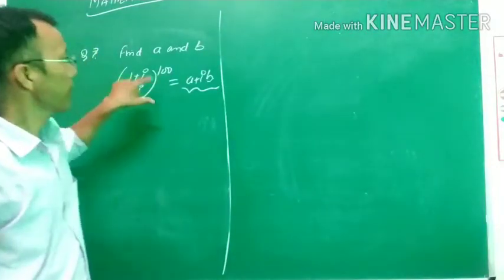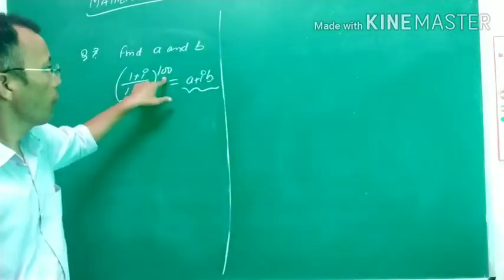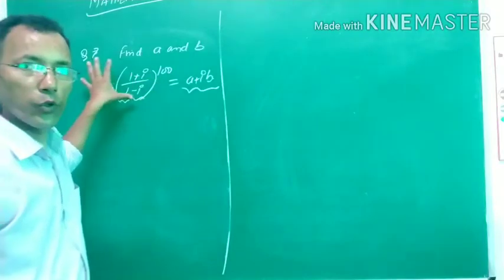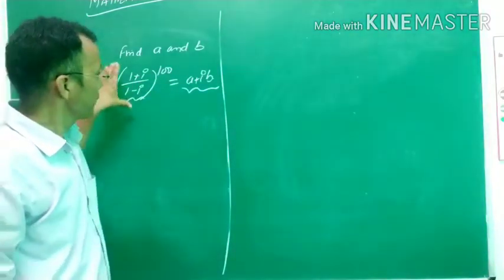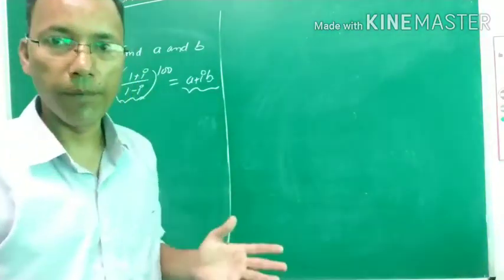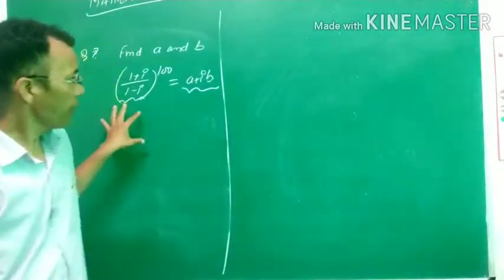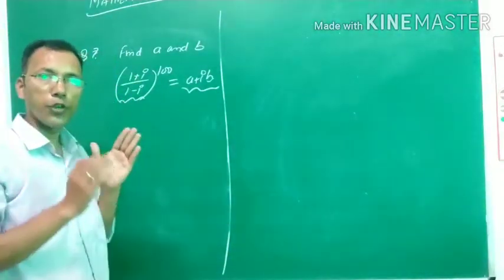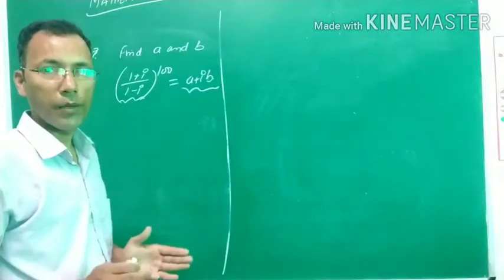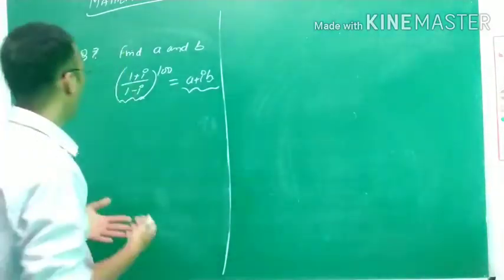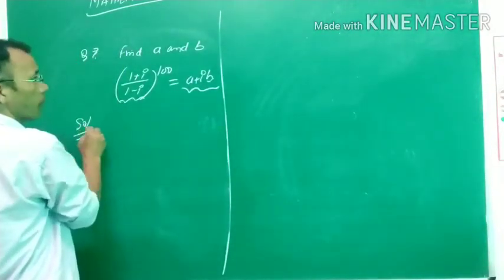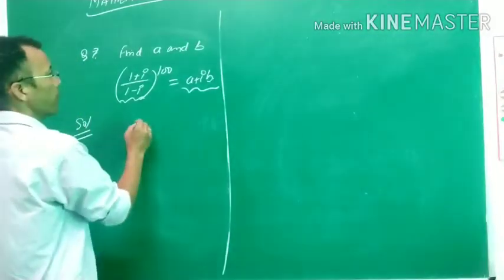Here we can write 100 as 4 into 25. It is not equal to 1 because it is not in the form of a + ib, right? So for such type of problems, first we have to convert it into a + ib or x + iy, right? This is the solution, this one part, that is the left hand side.